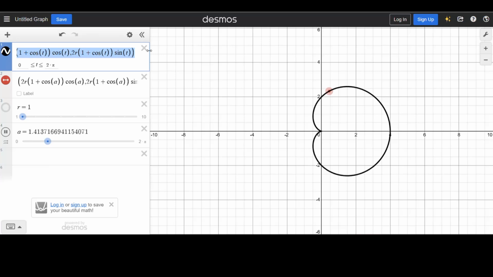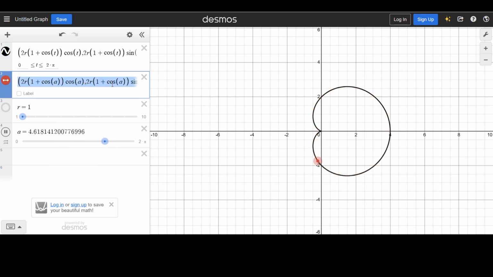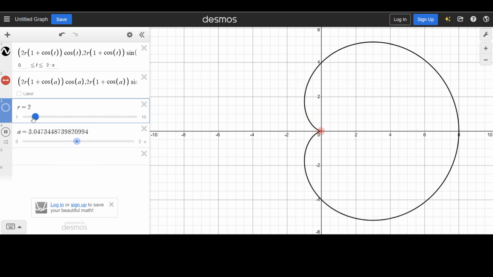So now we're going to use Desmos, and we're going to take advantage of parametric equations on Desmos, which is a graph plotting software. So as you can see here, we've placed the x-axis as 2r times 1 plus cosine t times cosine t, and then the y-axis is 2r times 1 plus cosine t times sine t. And so we've also put r as 2, and then we're going to vary that.